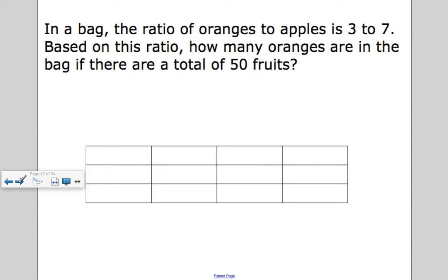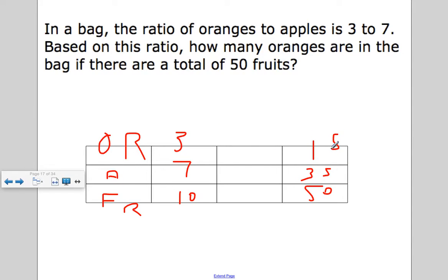So in a bag, the ratio of oranges to apples. Oranges, apples, and I see fruit somewhere. So the ratio of oranges is 3, apples is 7. So how many fruits are there in that bag? 10 fruits. How many oranges are in the bag if there are 50 fruits? So we need to build up to 50 fruits. That's times 5. So 3 times 5 is 15, and 7 times 5 is 35. So 15 oranges, 35 apples, 50 fruit.